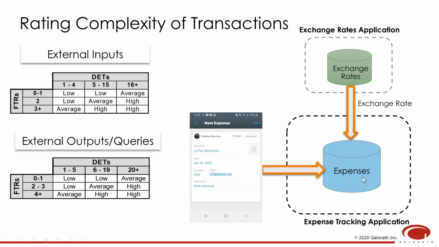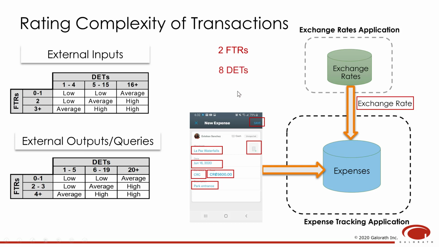One data file is being written and another data file is being referenced, so the transaction has a total of 2 FTRs. In addition, we have a total of 8 unique fields of information crossing the boundary of the application, so we have a total of 8 data element types. With 2 FTRs and 8 DETs, the transaction classifies as an average complexity external input.